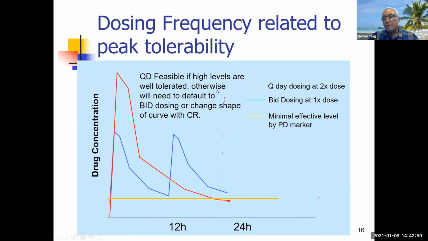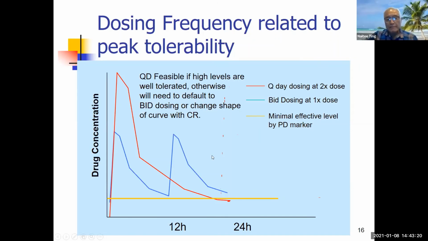It's a Greek word. QD means once a day. BID means twice a day. TID means 3 times a day. QID means 4 times a day. And there are all other ways of describing the drug frequency. So here is your time profile, the time concentration curve that gives you this time profile.